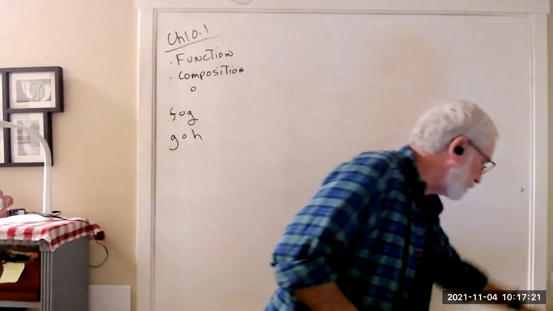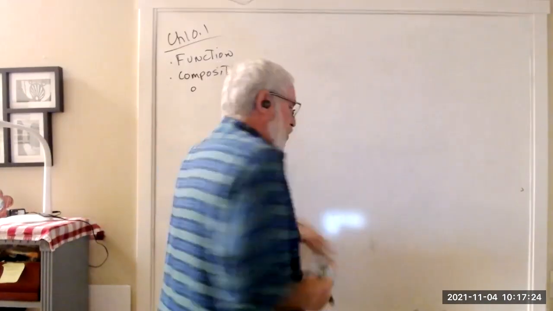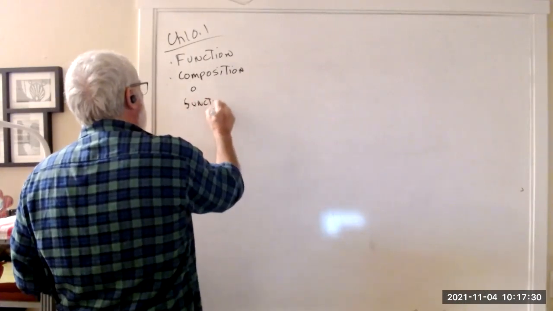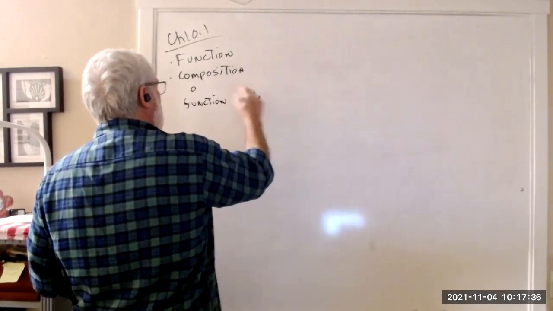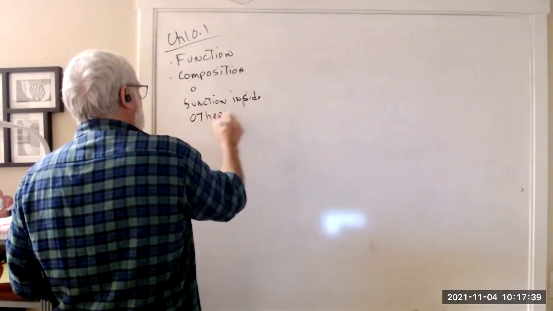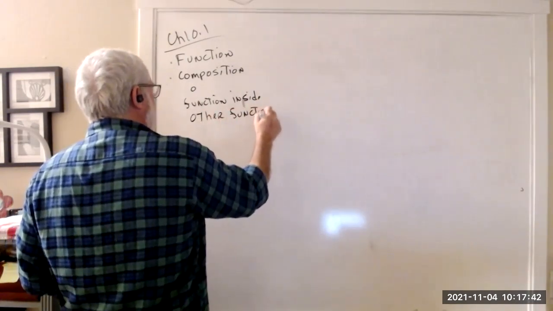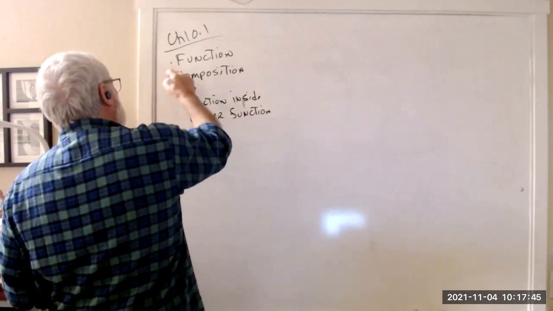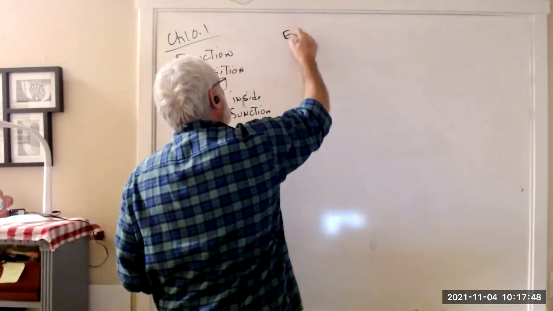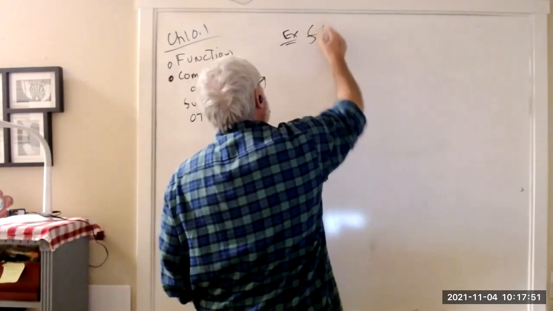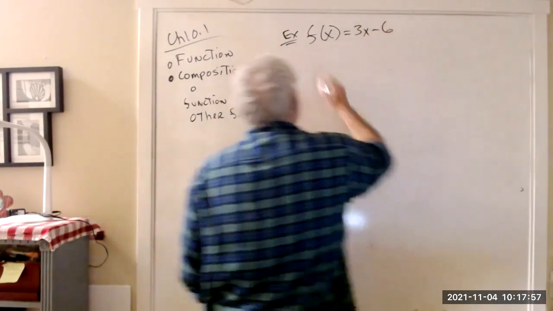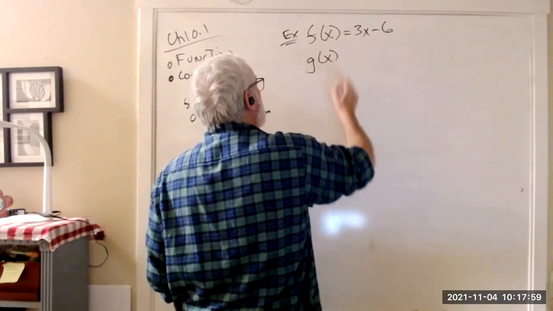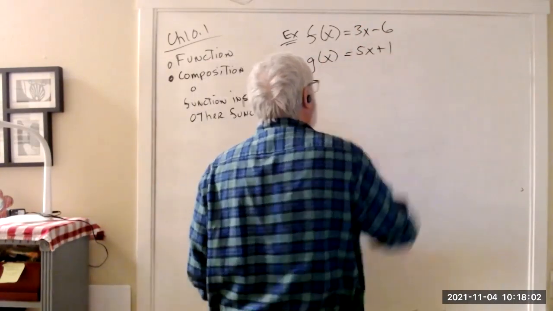Well, how does it work? It puts one function inside of another function. So let's take an example. Let's make up a nice f of x, I don't know, 3x minus 6. And I'm just making these up. g of x is 5x plus 1.